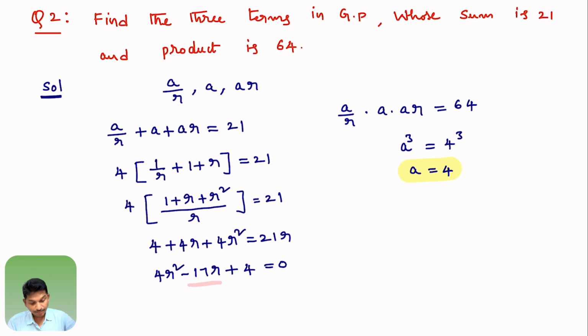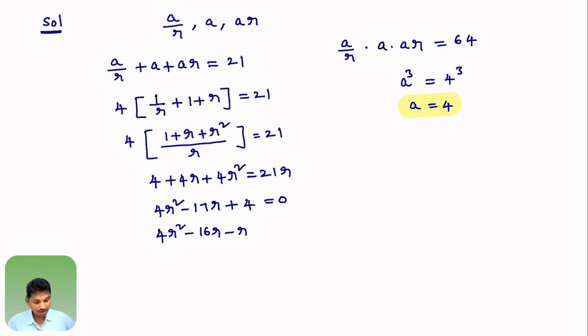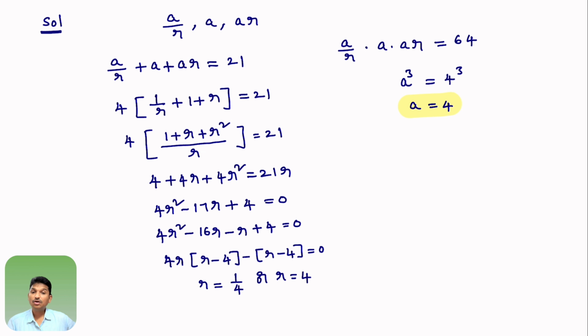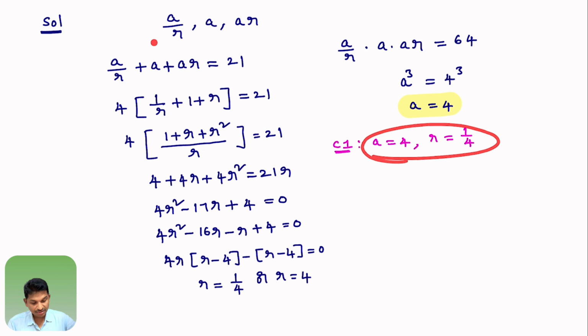You split the middle term. What you will get? Minus 17r can be written as minus 16r minus r. Take 4r common. From this, you will get 2 r values: r equals 1 by 4, r equals 4. I got 2 r values here. That means I am going to get 2 sets of numbers. I'll write here. In the first case, I'll take a as 4 and r equal to 1 by 4. Substitute these values in a by r, a, ar. A by r, that means 4 divided by 1 by 4, that is 16. A is 4.